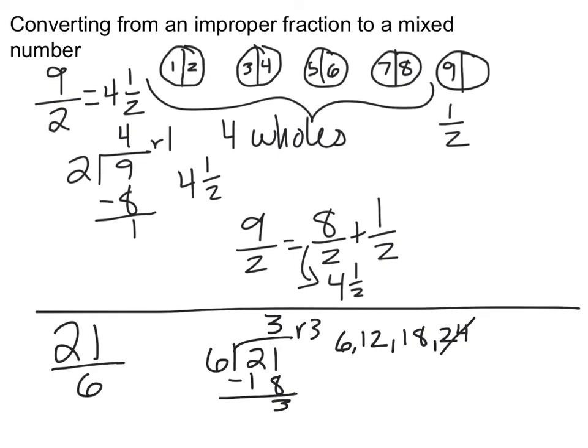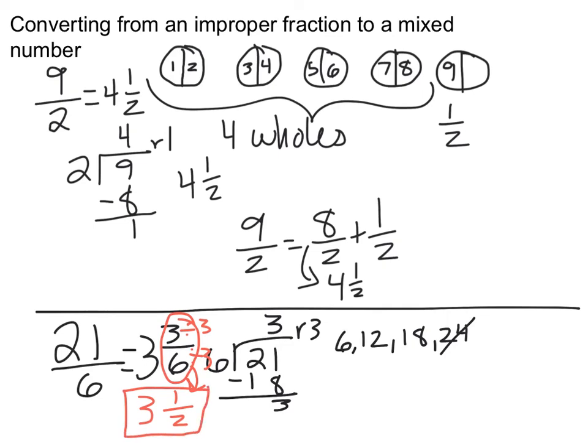So that means this is equivalent to 3 and 3/6. Now, if you are really paying attention, you will have noticed that 3/6 can be simplified because 3 and 6 have a common factor of 3. So 3/6 is equivalent to 1 half because you can divide numerator and denominator by 3. That leaves us with 3 and 1 half as our final answer.